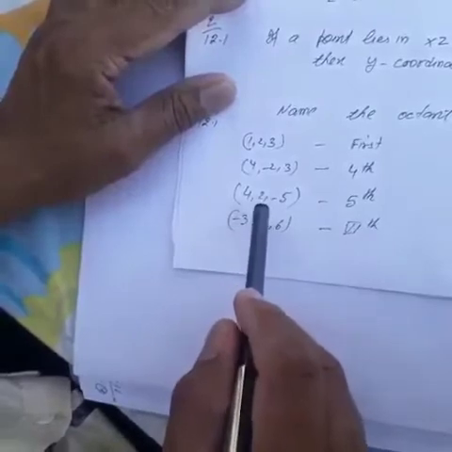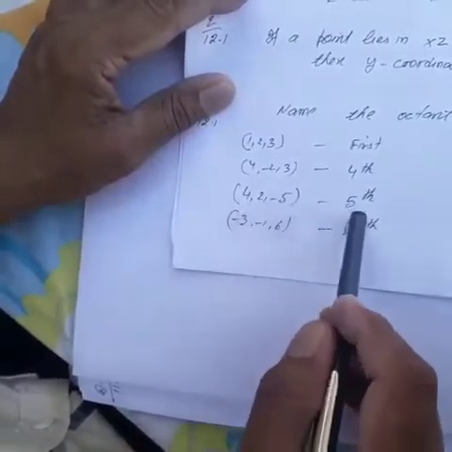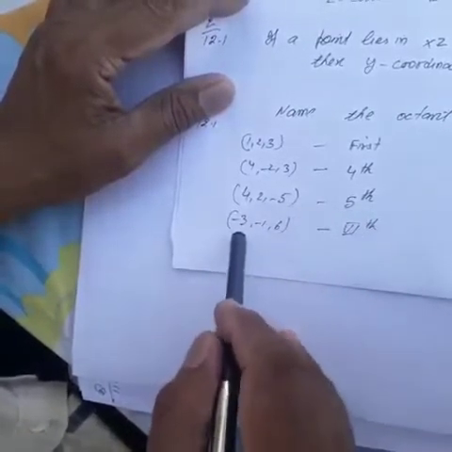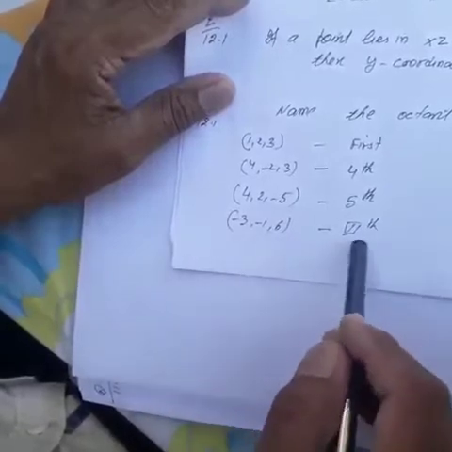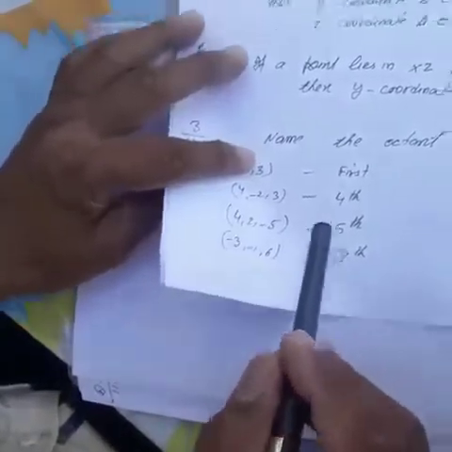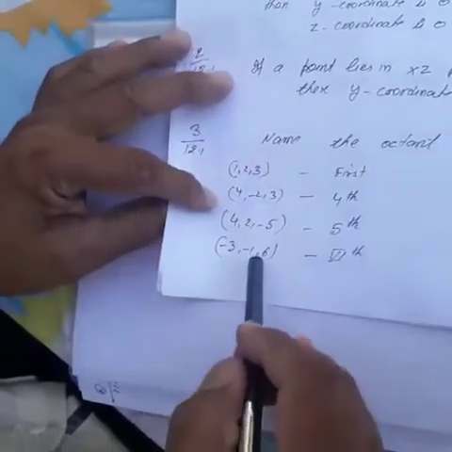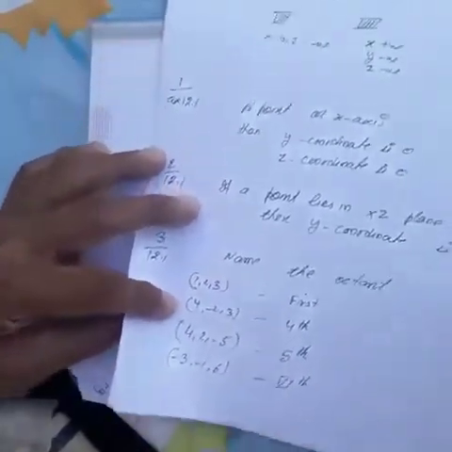So 4, 2, minus 5, this point will lie in the fifth octant. Minus 3, minus 1 and 6, this point will lie in the sixth octant. In the sixth octant, x and y will be negative and z coordinate should be positive.